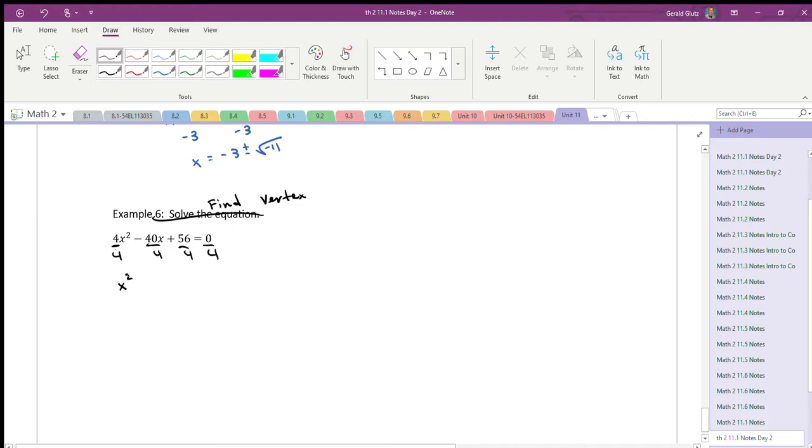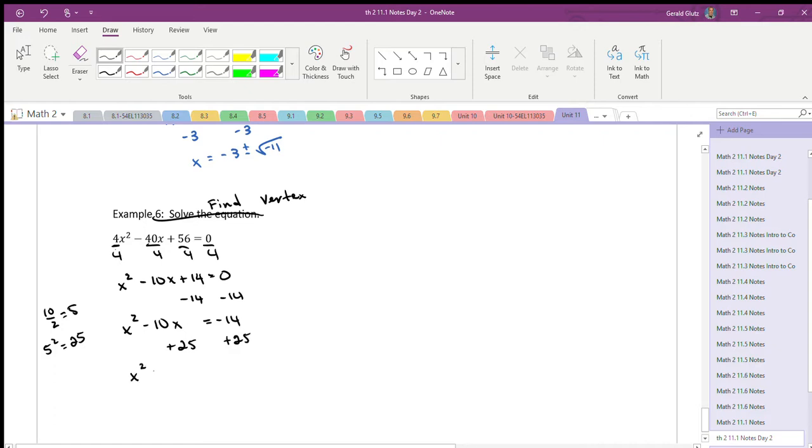So then we get x squared minus 10x plus 14 is equal to 0. So now it looks a little bit more conventional. So get rid of c. So x squared minus 10x is equal to negative 14. Now I got to figure out what c value I need for a perfect square. So take half of b and then square that number. So 25 is the magic number that I need to add to both sides.